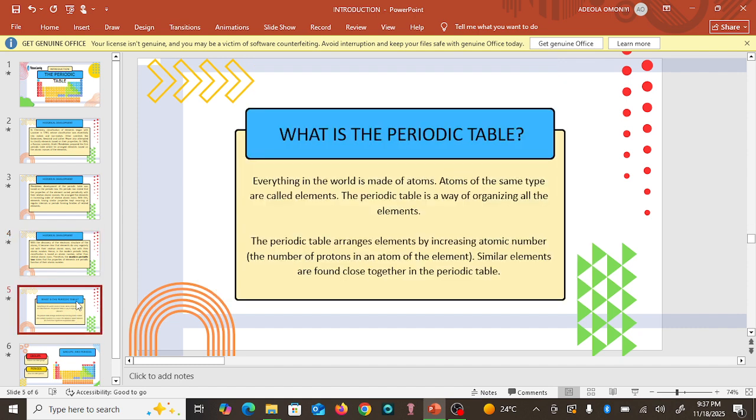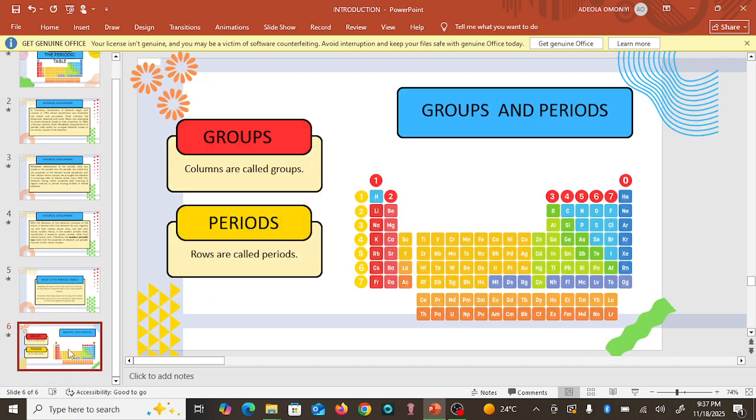All right. So what is the periodic table? Everything in the world is made of atoms. So atoms of the same type are what we call elements. So the periodic table is a way of organizing all these elements. A periodic table is an arrangement of elements by increasing atomic number. Similar elements are found close together in the periodic table.